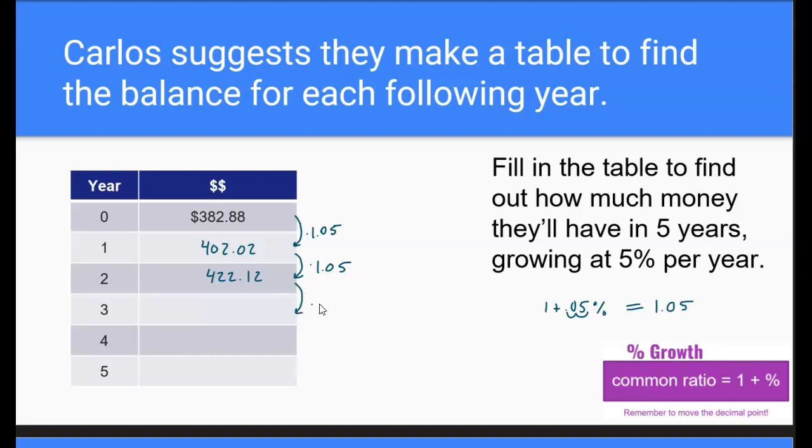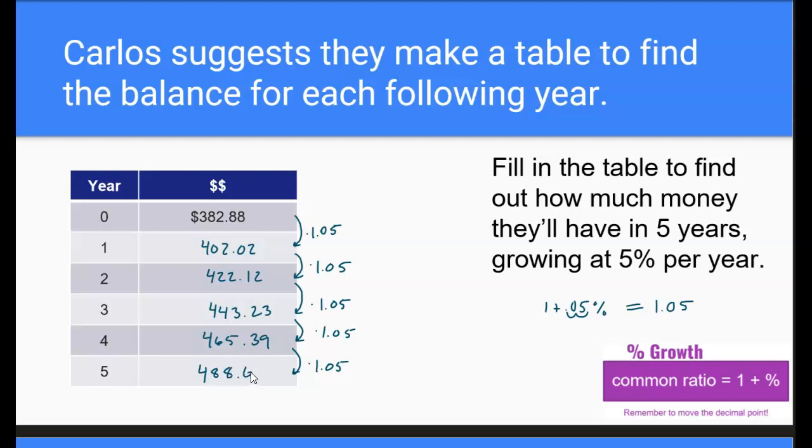We're going to multiply by 1.05 again. And we get 443.23. Multiply again, same number. 443.23 times 1.05 is going to be 465.39. And our last step, multiply by 1.05. We get 488.66.